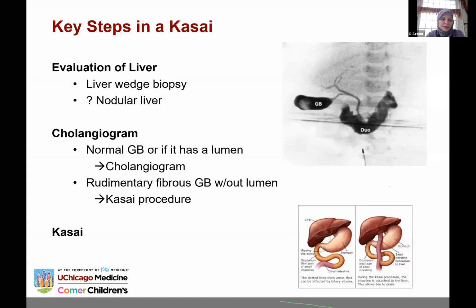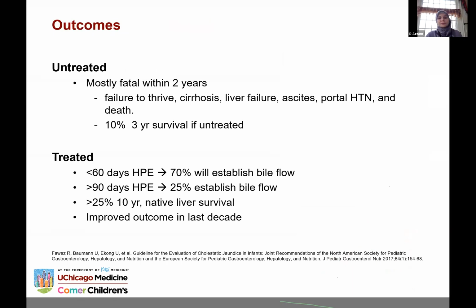All right. So if untreated, they sadly die very early on. If treated, depending on the time, you refer them for the Kasai. If they get a good Kasai before the age of 60 days, then there is a chance of 70% for them to establish good biliary flow. If they were referred at 90 days or slightly over that, then 25% establishment of bile flow, so significant drop.